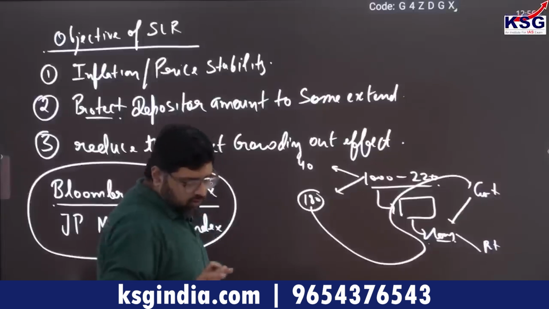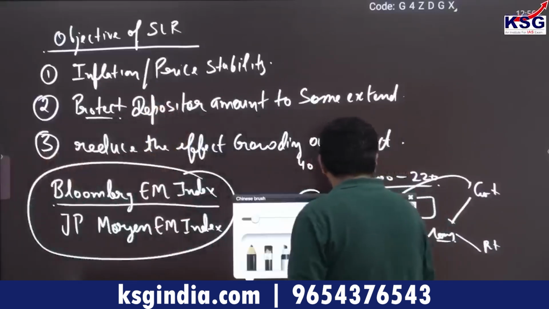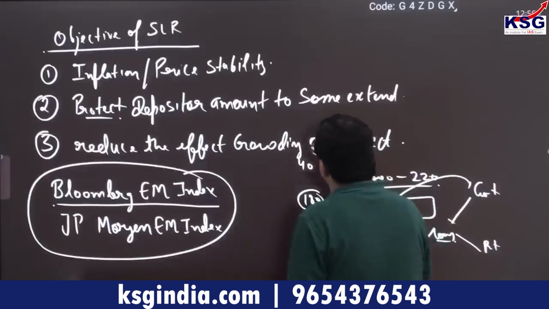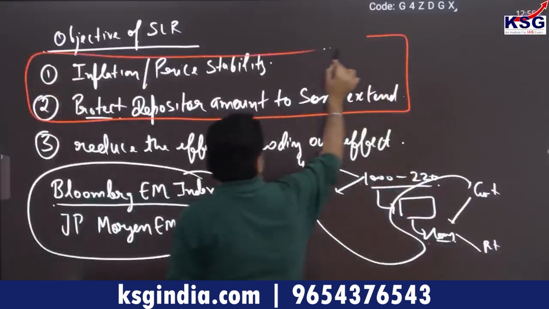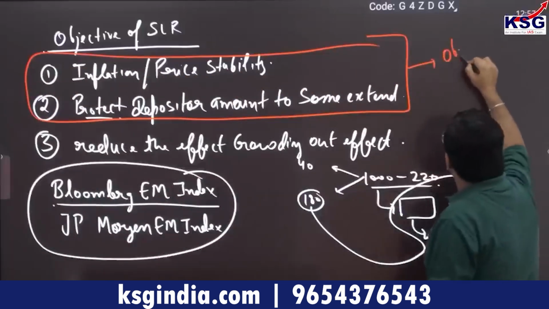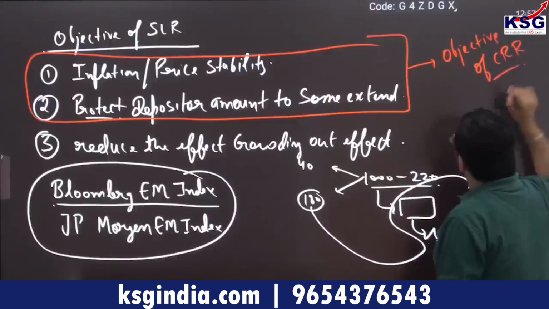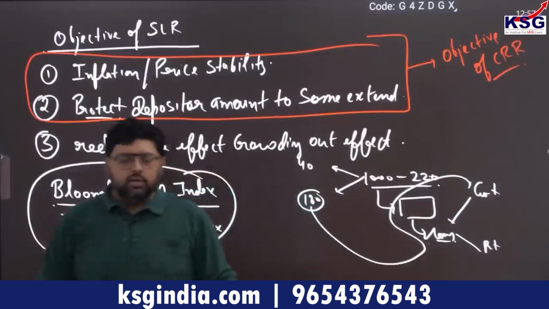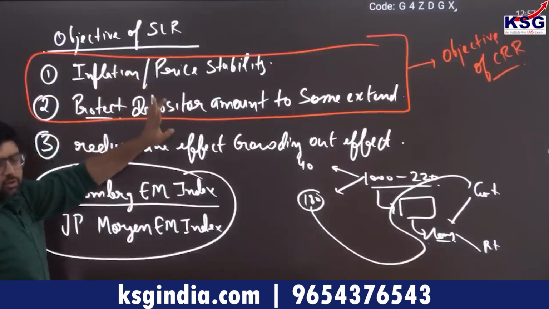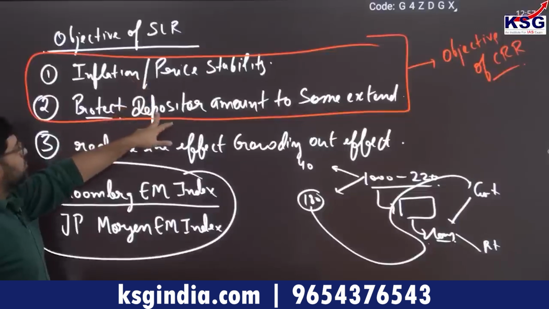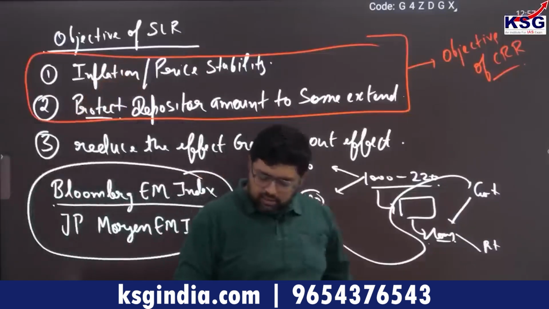So this is what you have to understand. This is the objective of SLR. Now we'll talk about the objective of CRR. The objectives of CRR are two only, and these two are the objectives of CRR. So there is a commonality between SLR and CRR: the first two objectives of SLR are similar to the objectives of CRR. There are two objectives of CRR, that is inflation control and protection of deposited money, whereas SLR has 3 objectives. Clear?